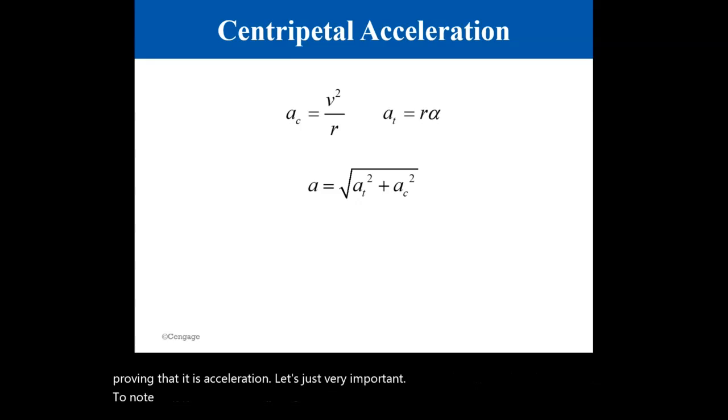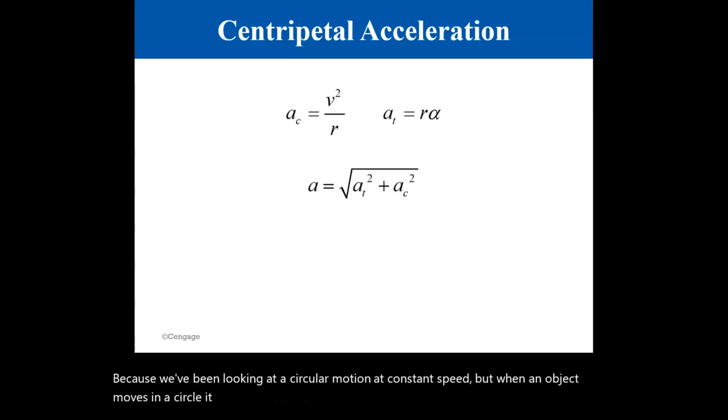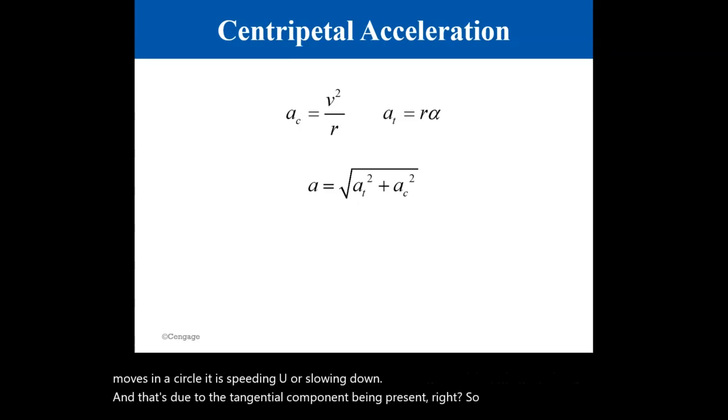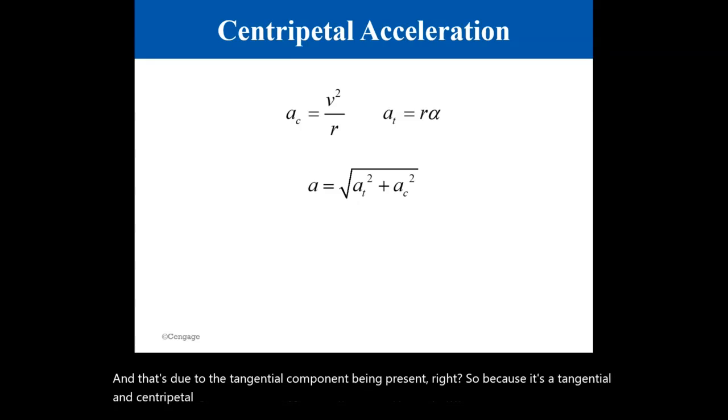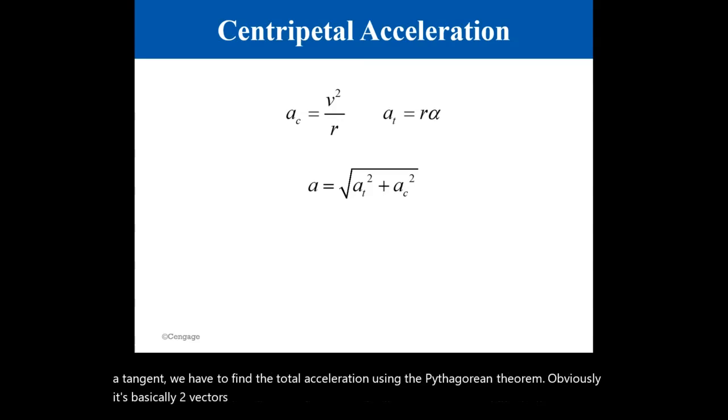What's also important is that we've been looking at circular motion at constant speed, but when an object moves in a circle, it can be speeding up or slowing down, and that's due to the tangential component being present, right? Because there's a tangential and a centripetal component, one pointing outwards or inwards, and one pointing as a tangent, we have to find the total acceleration using the Pythagorean theorem. Obviously, it's basically two vectors. So that's why vectors are important.